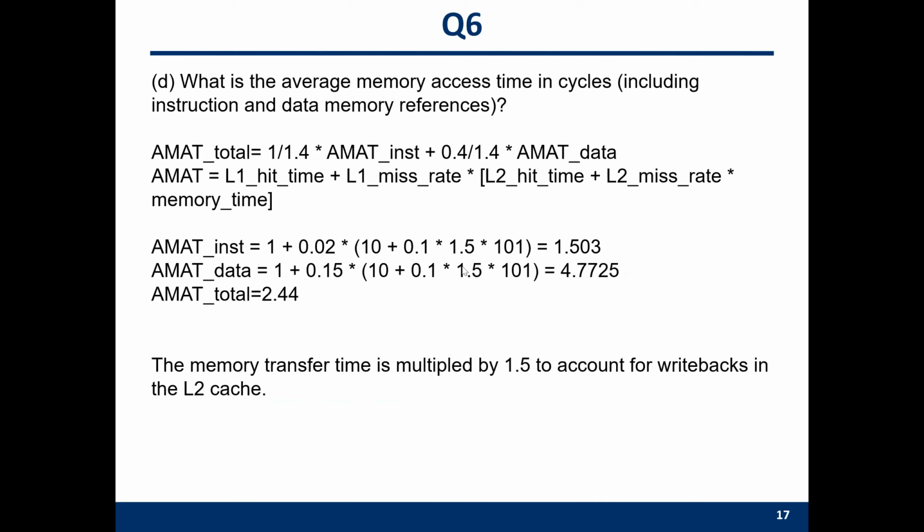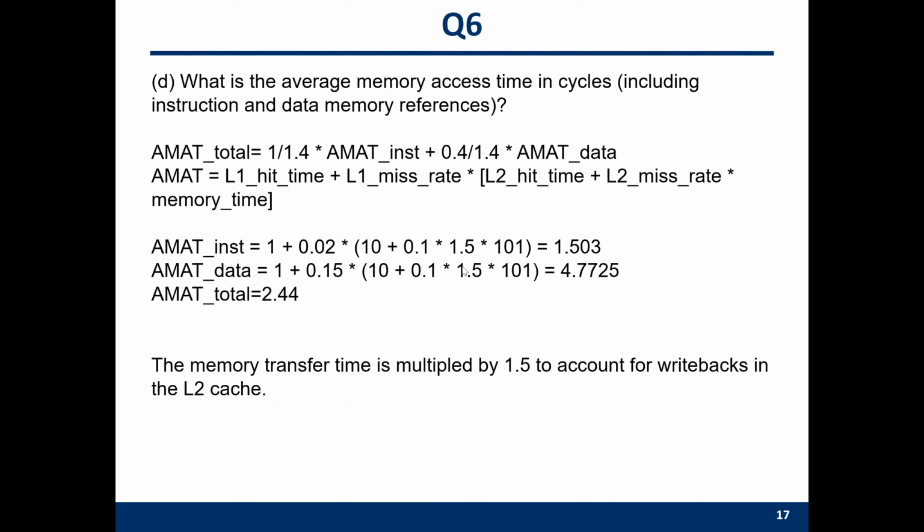1.4 is the total percentage of the memory access. So 100% for instructions, because we need to read the instruction for each instruction. Otherwise, we cannot fetch the instruction. Instruction fetch means reading the instruction. So this is 100%. And 40% are data access. So 40% of them will generate extra data access. So 100 plus 40, which is 1.4.